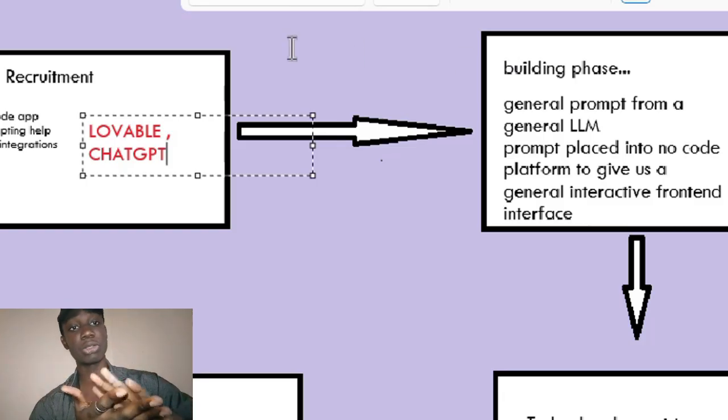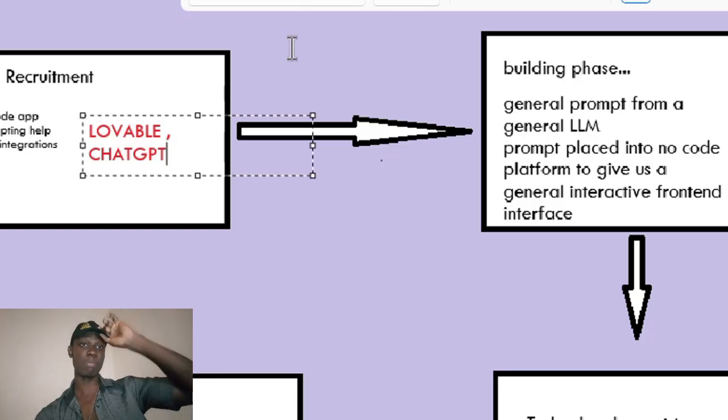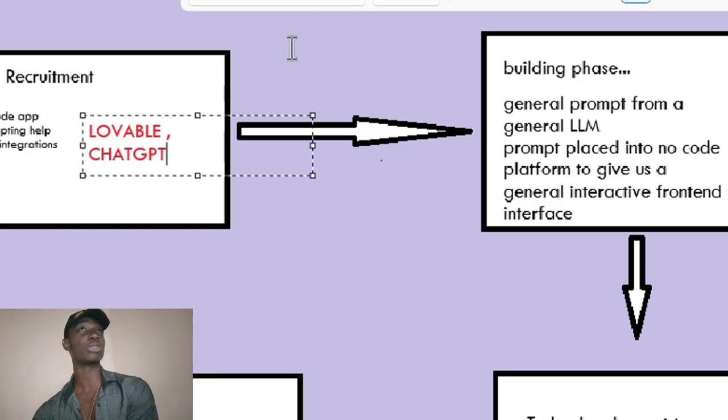Basically, for your tool recruitment, you're going to pick the tools that are good for you. I prefer Lovable. A lot of people tell me Bolt.new or something. I don't like Bolt at all. Some people tell me Cursor. Cursor is fun and all, but sometimes it gets a little technical. And for someone that doesn't have coding experience, I don't like that.